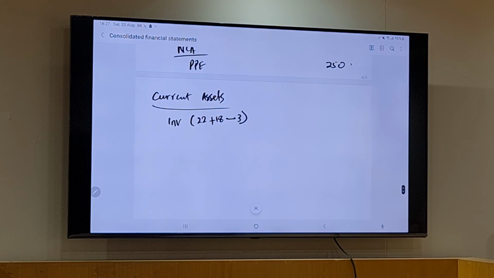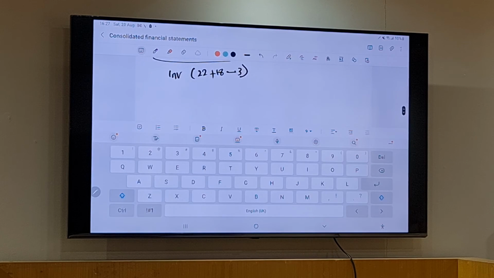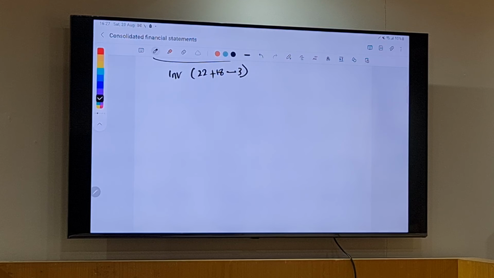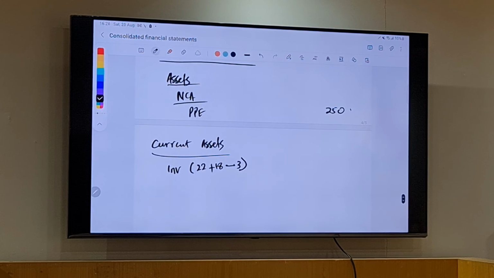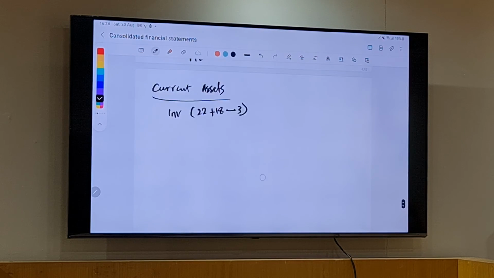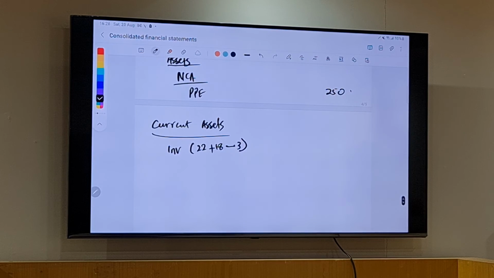So minus 3 or minus 30? Minus 3. Why 30? The unrealized profit, how much? From the 12,000, 25%. How much is that? 12,000 into 25%, 3,000. So this you need to take out. So what is the next item?